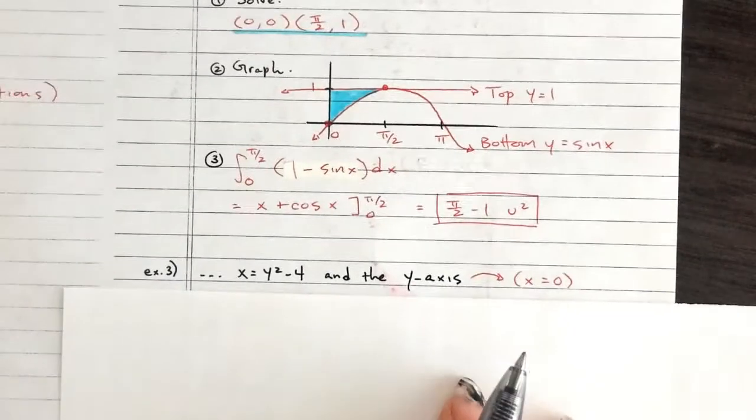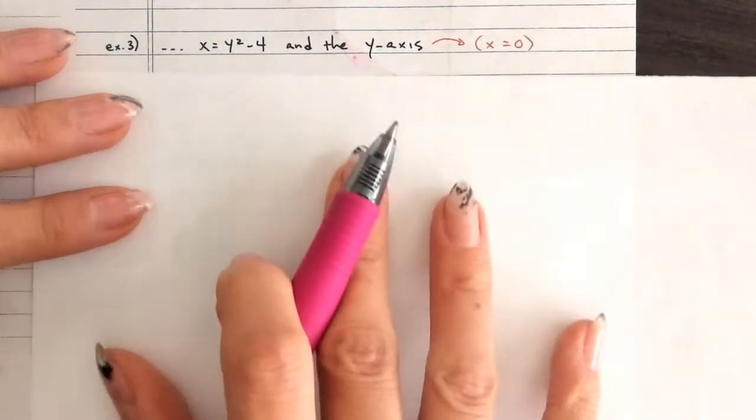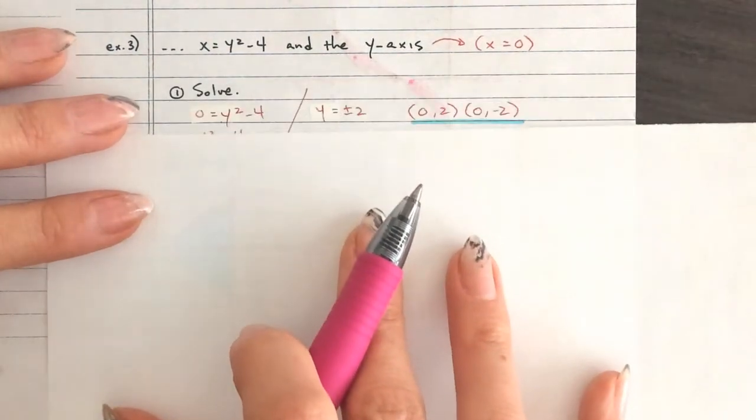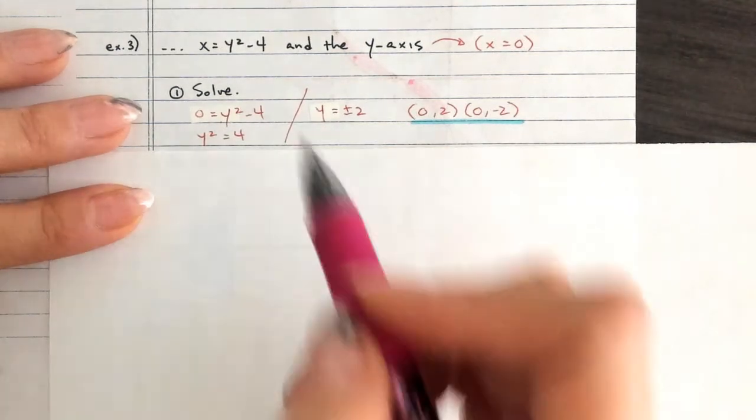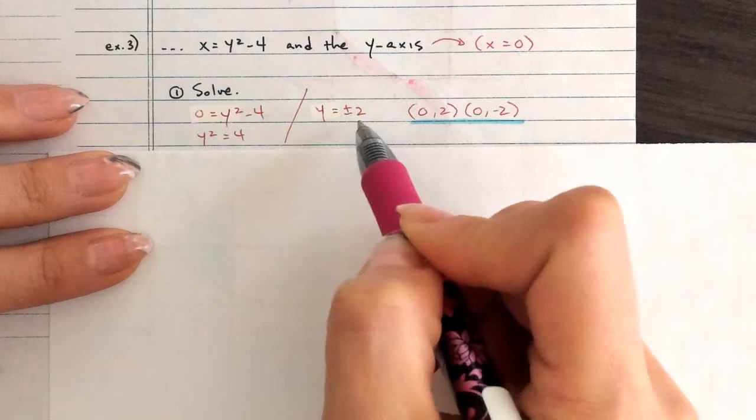Okay. So now I have x equals, x equals. I can set them equal, and I can solve, and I can get my 2 points. So solve for y, I get plus or minus 2, and then my x was 0.